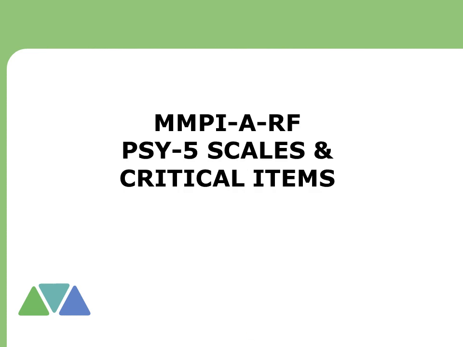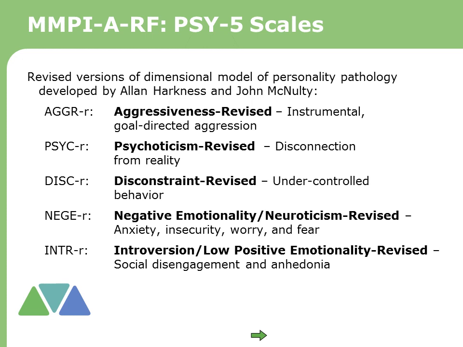Before we leave structural issues, let me mention that a set of Psi-5 scales were developed for the A-RF by the same authors of the Psi-5 scales for the MMPI-A, MMPI-2, MMPI-2-RF, namely Alan Harkness and John McNulty. We gave Harkness and McNulty our 241 item pool for the MMPI-A-RF and asked them to develop, if they could, a set of non-overlapping Psi-5 scales using the same methodology that they used to develop them for the other MMPI instruments. And they did, I think, a great job of doing that.